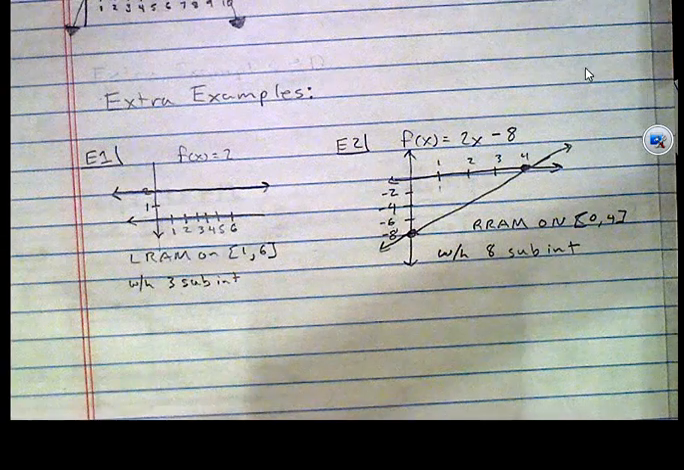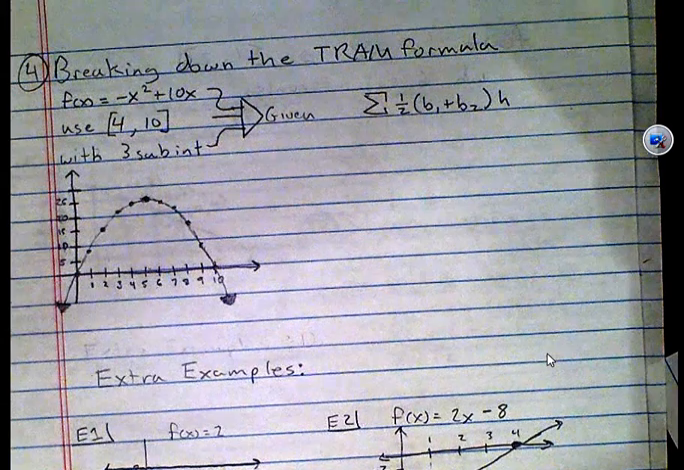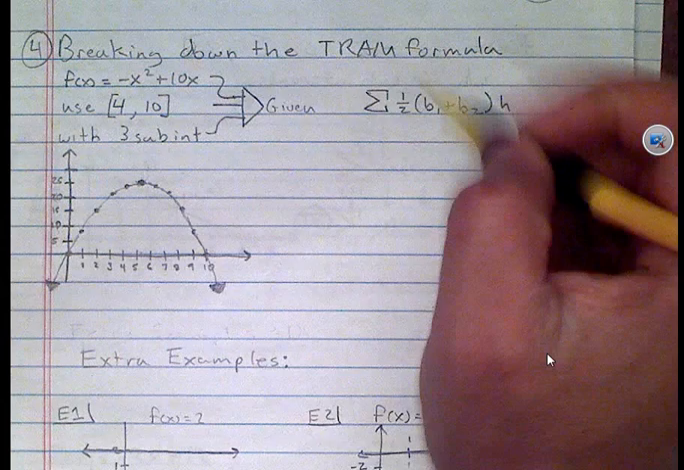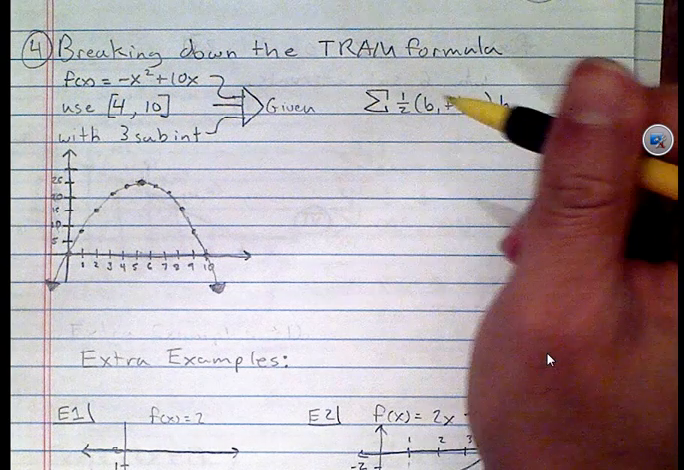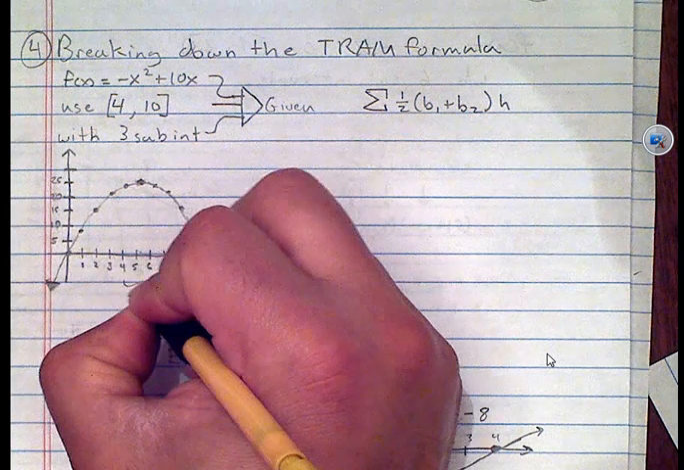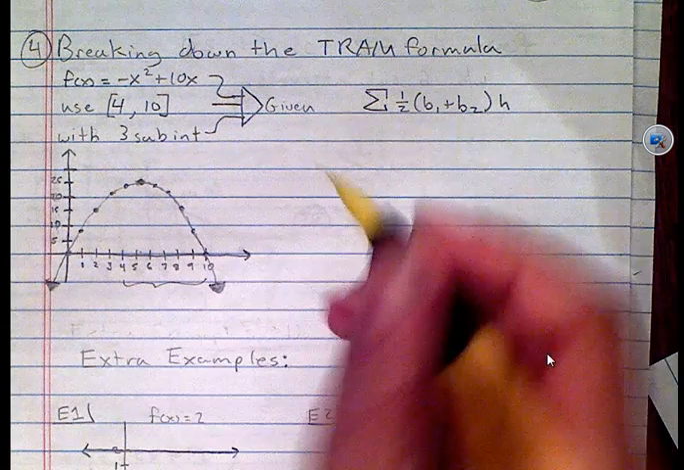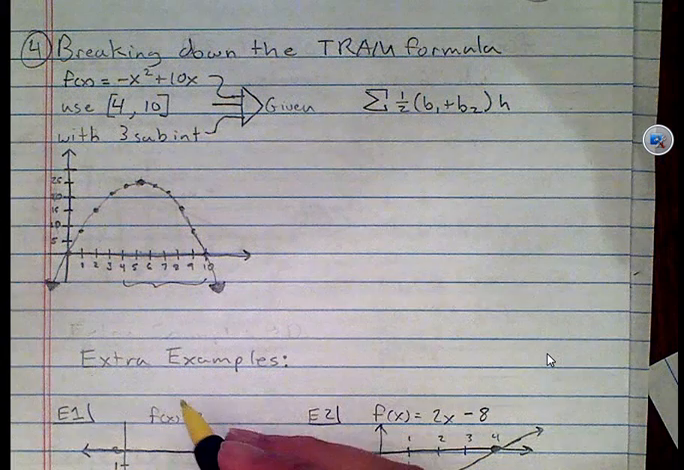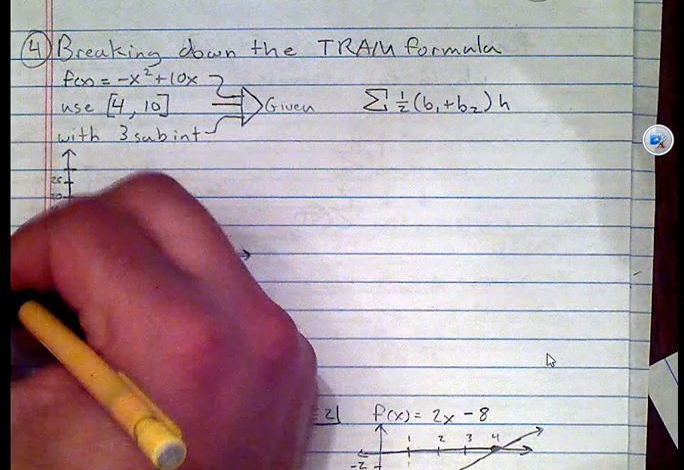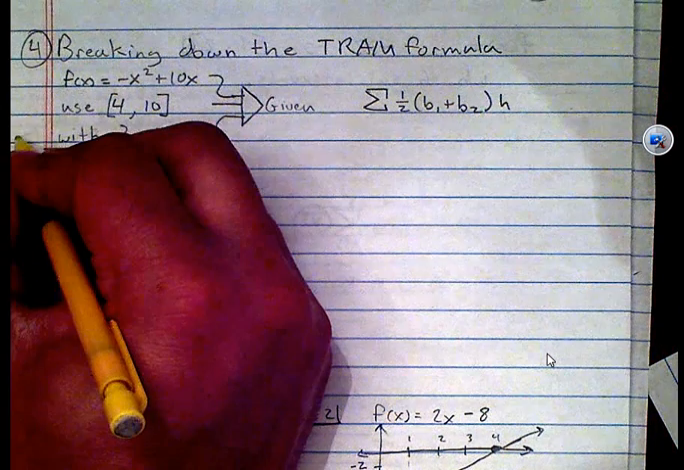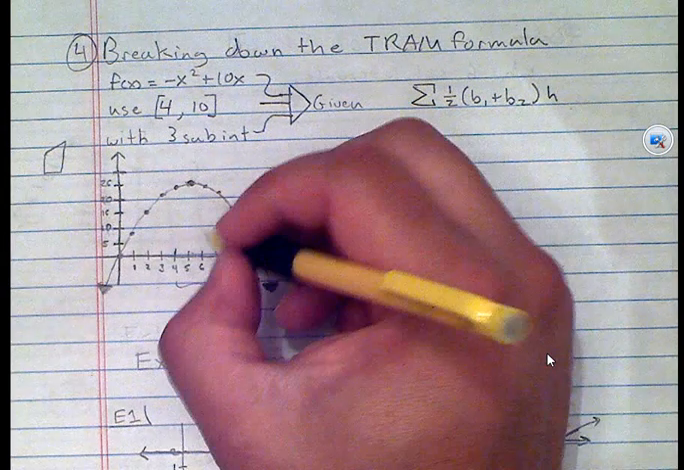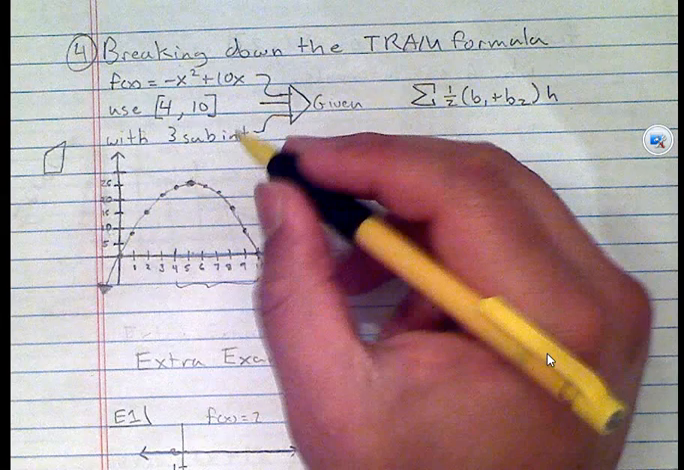Alright, so breaking down the TRAM formula. Let's do the TRAM formula. We got 4 to 10, and I'm going to start moving faster, guys, because if you go slow, it takes forever. So from 4 to 10, and then 3 subintervals. They're trapezoids, so they're going to look like this, like that, right there. The bottom will always be flat. So 4 to 10. Let's find our delta x.